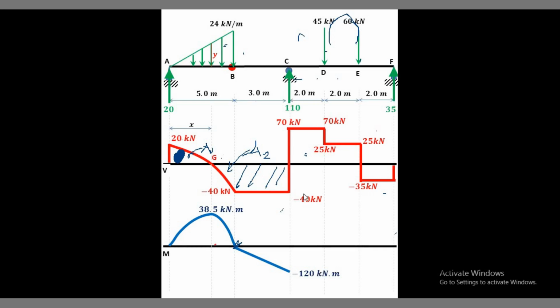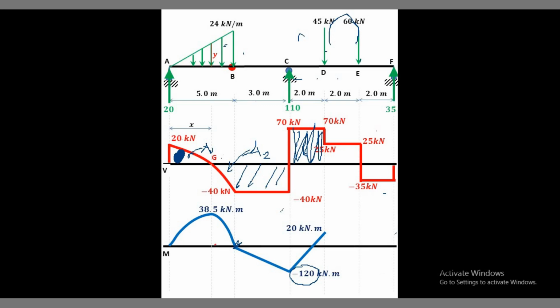Yung area from point C to point D ay this one. So, paano ko makukuha yung area nito? Again, that is a rectangle. Nag-end ako kay 120. So, negative 120 plus, kasi nasa taas, 70 times 2. That is 20. Positive 20. So, if I'm going to connect them, slanting. Right?